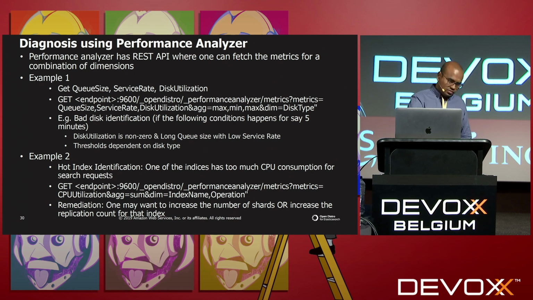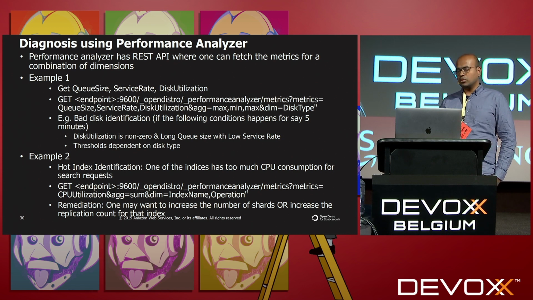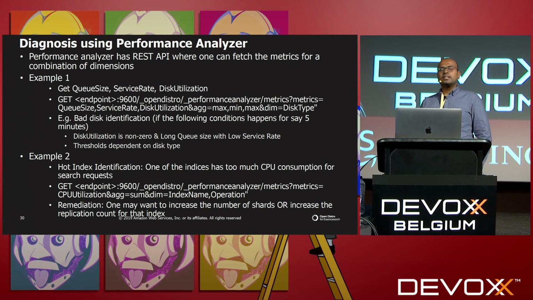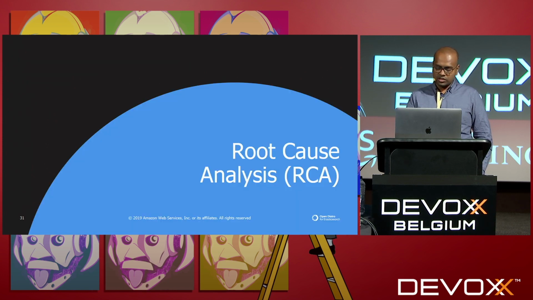Similarly, this is a typical use case where we have a hot index. The customer themselves don't know what the hot index is. Sometimes you have hot shards. The shards are not evenly placed because of multiple things like availability zones, etc. And this allows you to find those things very quickly.